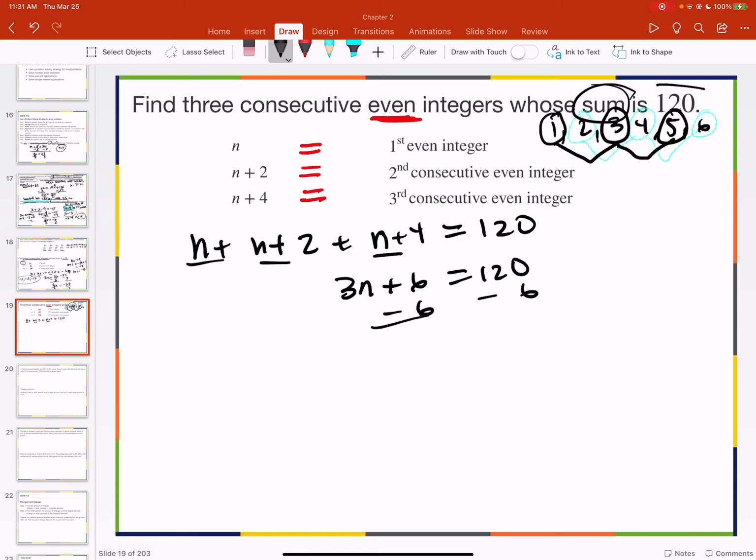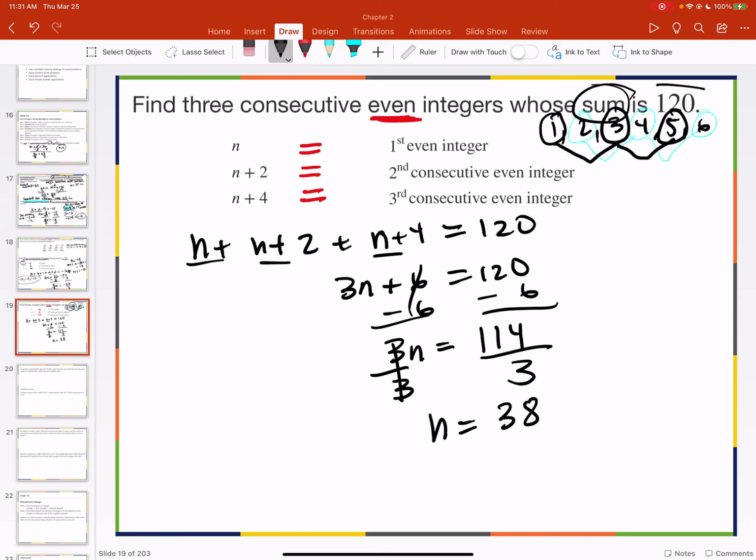Solving for n, 3n is equal to 114. Divide by 3. We get n is equal to 38. And then the next one, n plus 2, is going to be 40, right? 38 plus 2 is 40. n plus 4 is going to be 42. So your 3 even integers are 38, 40, and 42. Okay?